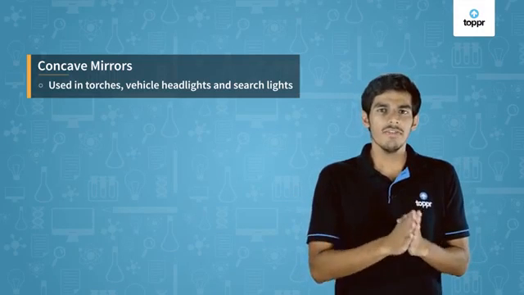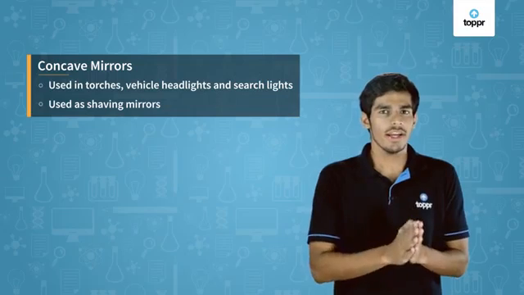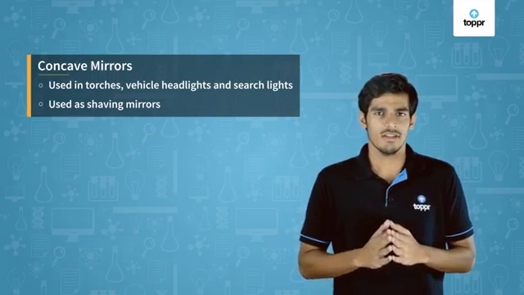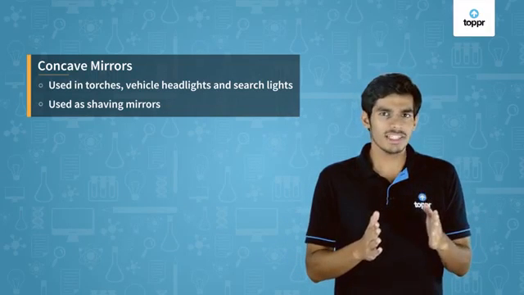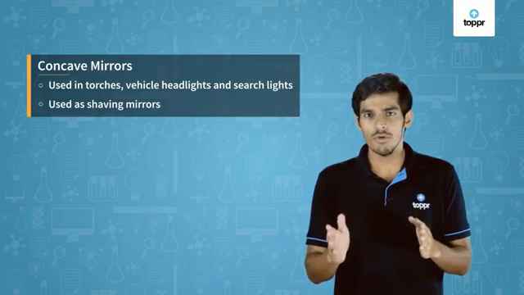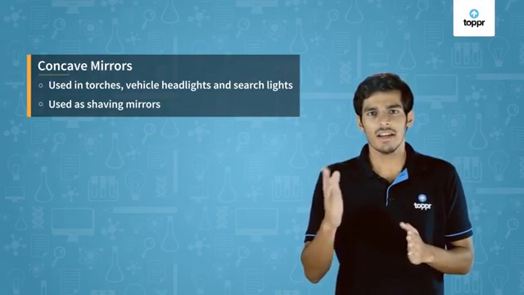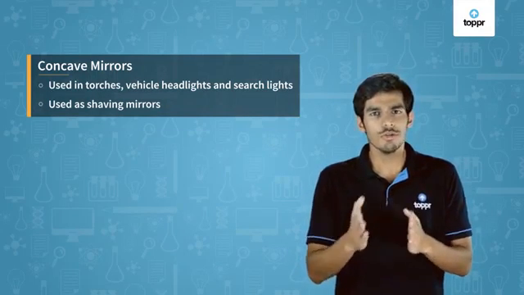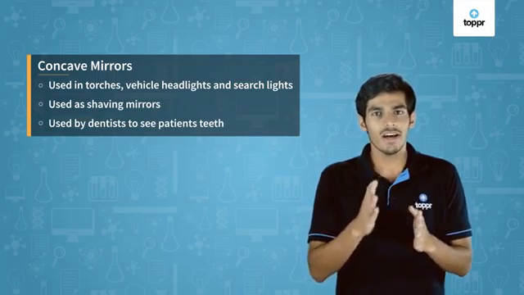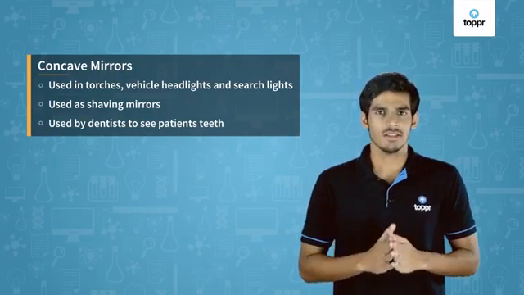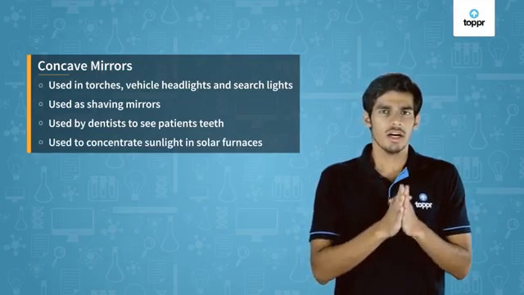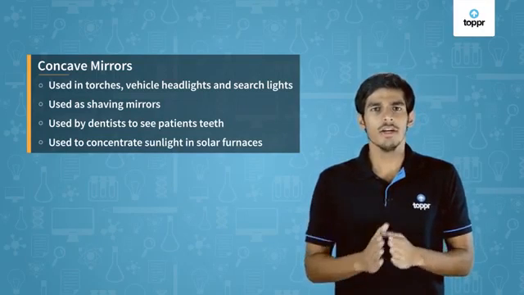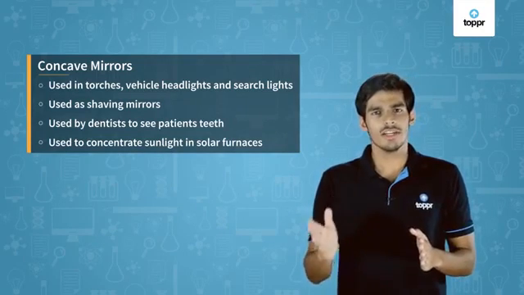Concave mirrors are even used as shaving mirrors to get an enlarged image of a face. As we have seen, when an object is placed between the focus and pole of a concave mirror, we get an enlarged image. They are also used by dentists to get an enlarged image of the patient's teeth. Large concave mirrors are used to concentrate sunlight to produce heat in a solar furnace.